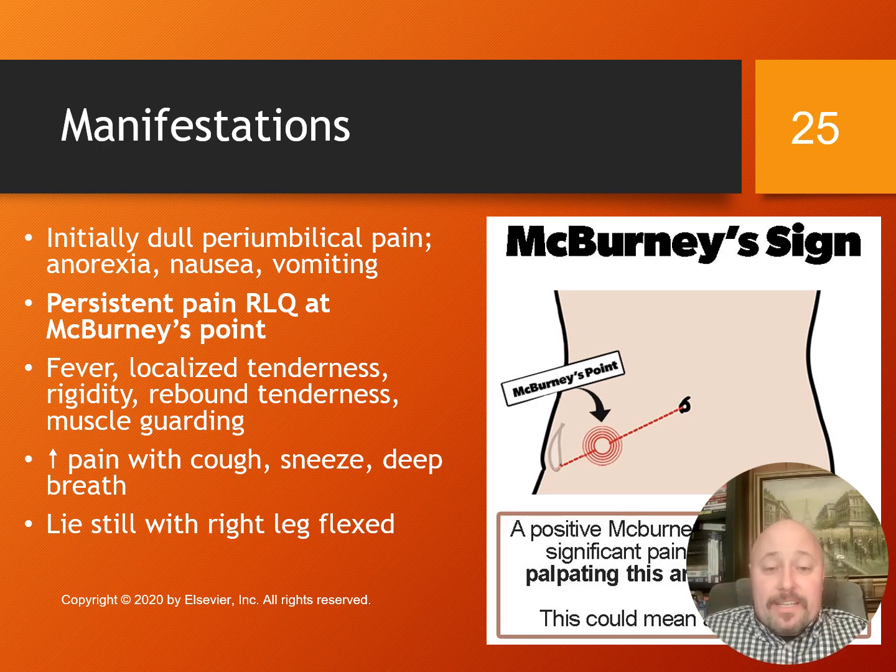It manifests initially as a dull periumbilical pain, anorexia, nausea, vomiting, and that persistent pain at the right lower quadrant. It could also go along with fever, localized tenderness, rigidity, rebound tenderness, muscle guarding. May also have increased pain with coughing, sneezing, or deep breath.